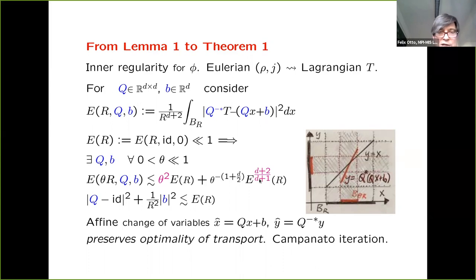And of course, very much like Caffarelli uses a kind of affine invariance of the Monge-Ampère equation, we have to use affine invariance of optimal transportation. And so these types of affine changes of variables don't matter. And then, based on such an inequality, you can start a Campanato iteration. You're using the Campanato characterization of Hölder spaces to get the Schauder type result, which I mentioned in the beginning.